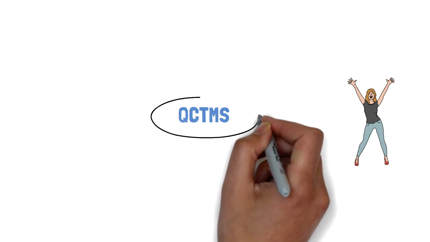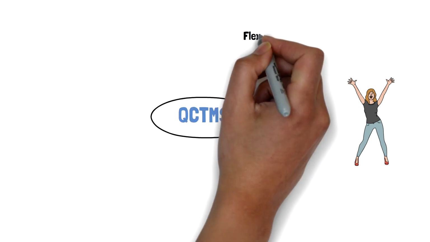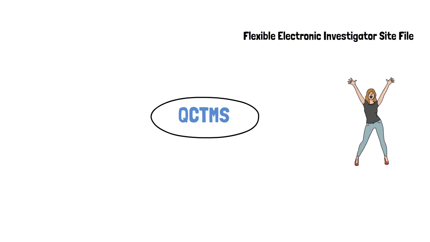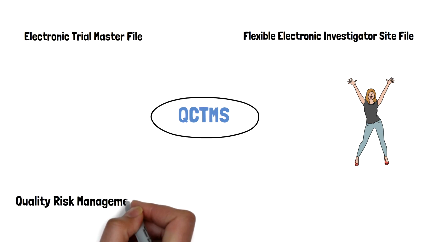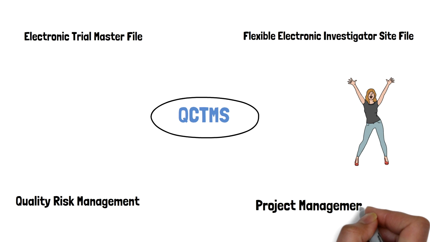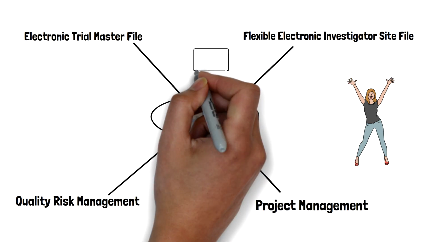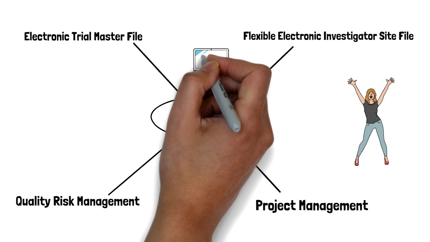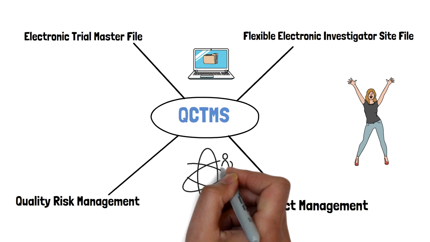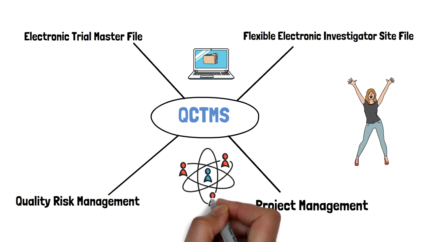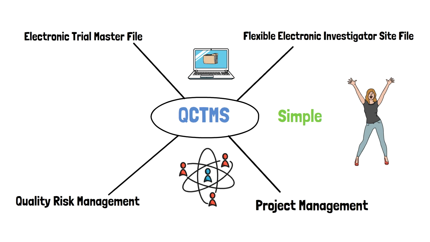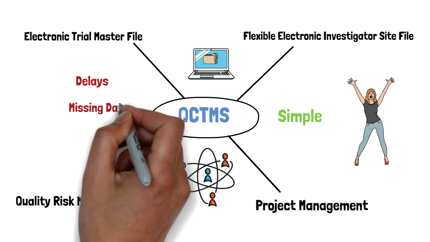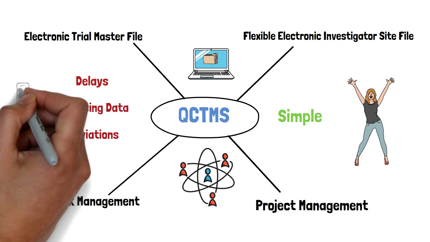QCTMS is a combination of several tools: a flexible electronic investigator site file, an electronic trial master file, a quality risk and project management tool. Compared to other tools that are overloaded with functions, options, and features, often leading to an additional stress factor for project managers, QCTMS is kept simple. All critical study data and essential documents are reported to one central database. The tool alerts delays, missing data, and deviations proactively via a traffic light system.